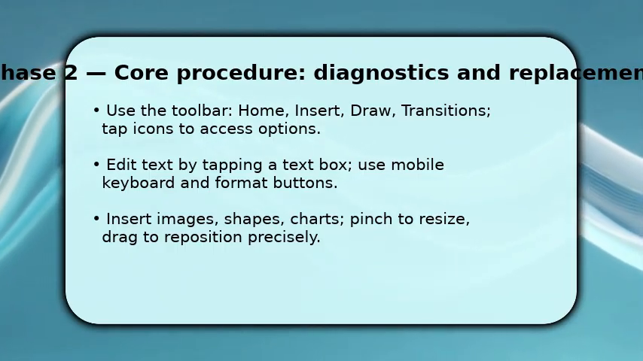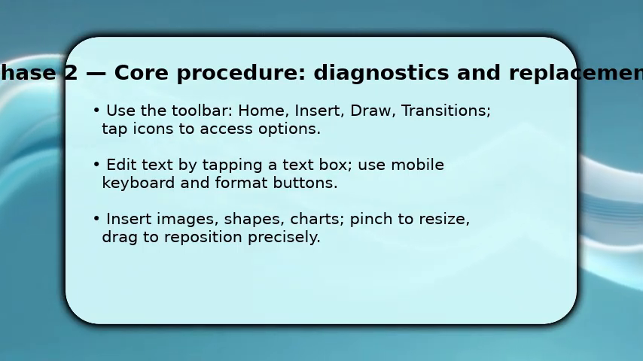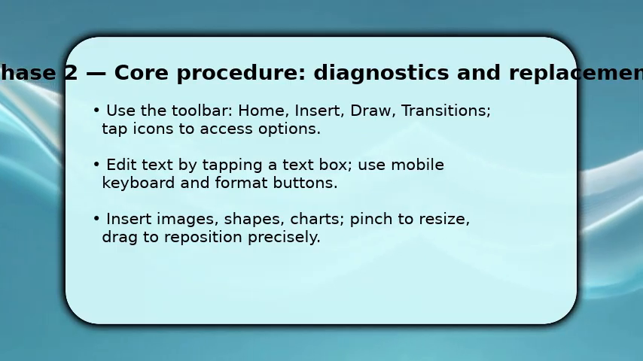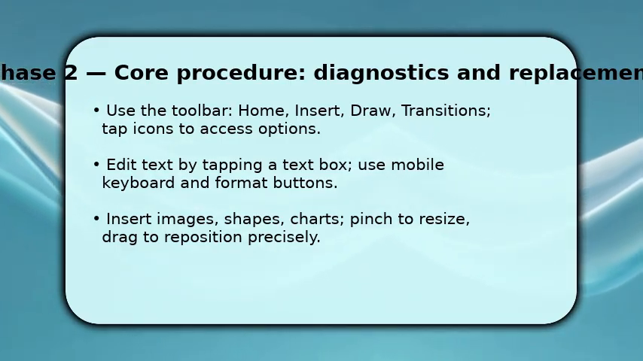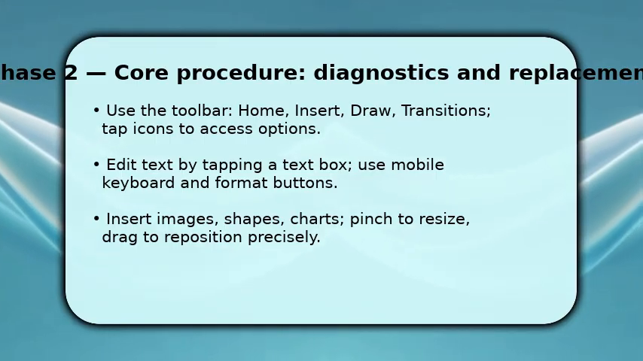Tap any text box to edit. The keyboard appears and formatting buttons let you change size, color, and alignment. For images, use Insert, then Photos or Camera, pinch to resize, and drag to place. Once done, apply transitions and check slide order in the thumbnail view. Make sure spacing and contrast stay readable on small screens.